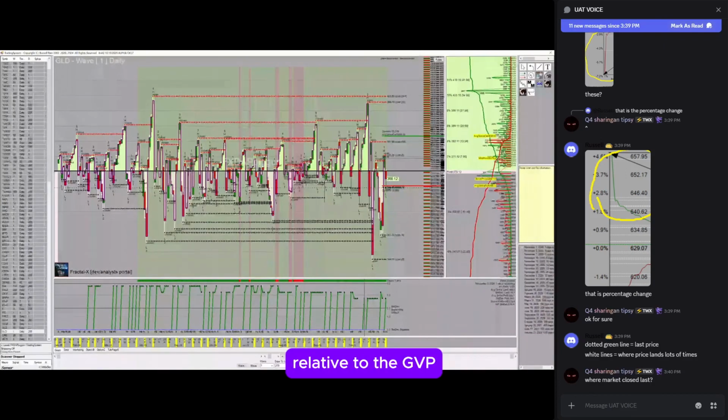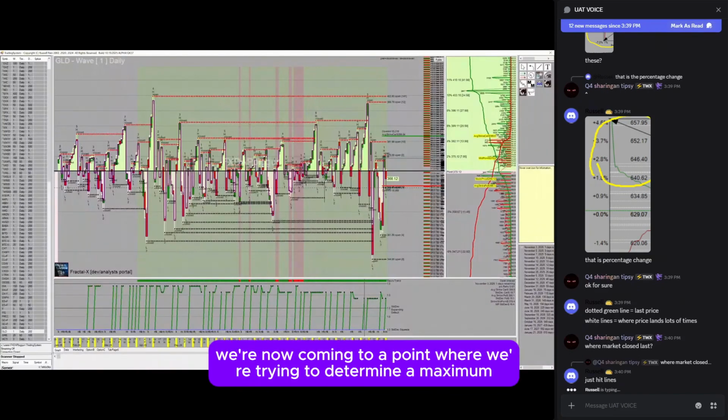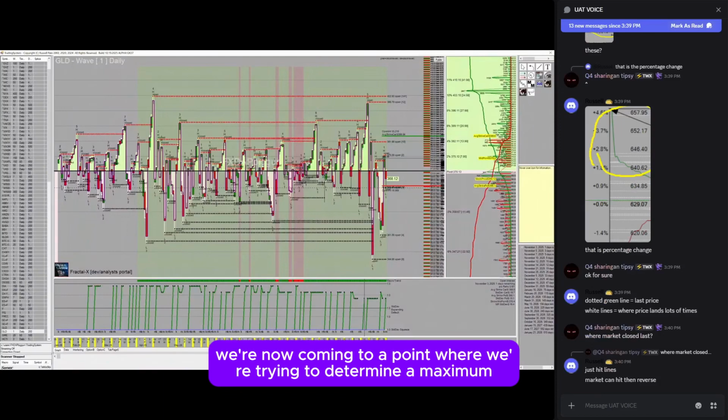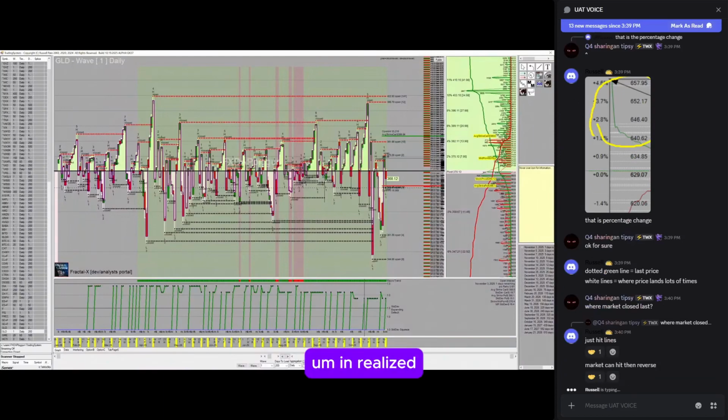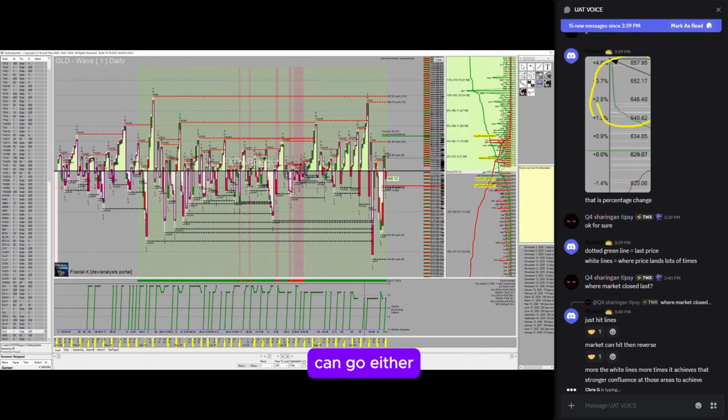Also think back relative to the GPZ: how is this pastry squeeze being defined? We can see this defined in the price action. And so we're now coming to a point where we're trying to determine a maximum in realized volatility and then undergo a pastry squeeze again. It's still ongoing; it's not necessarily certain, it can go either way.